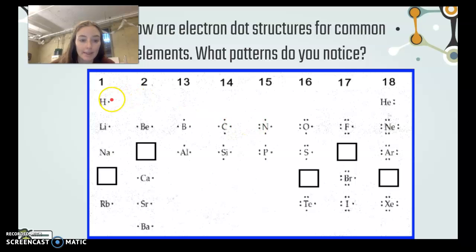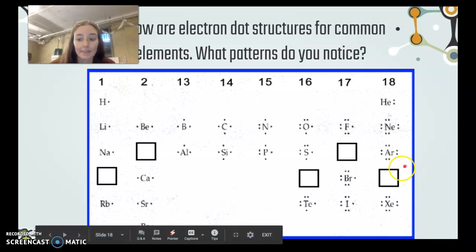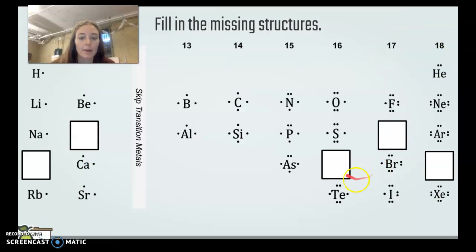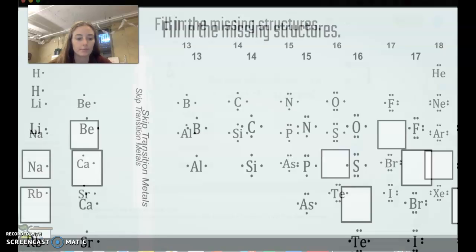And we can notice that these dots here are electrons, or valence electrons, and so it corresponds to how many valence electrons it has. So for example, argon has 8 valence electrons, and we see 1, 2, 3, 4, 5, 6, 7, 8 electrons around it. Pause the video and see if you can fill in these 5 missing ones.